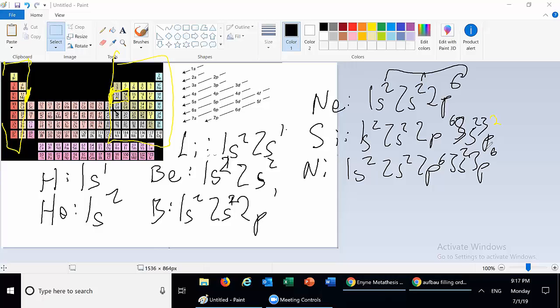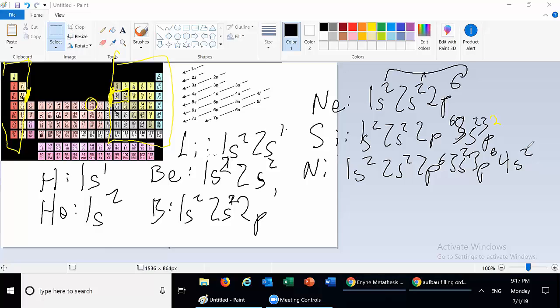Where is this nickel? Oh, nickel? Yeah, let me circle it. Okay. As you study more chemistry, you'll start to memorize this stuff, so don't worry if you don't know your way around the periodic table yet. And then 4s2. So now we need to do 4s2 because the 3p orbitals are filled.